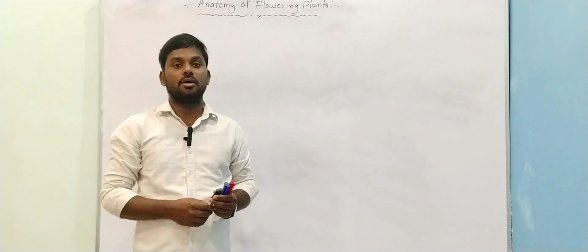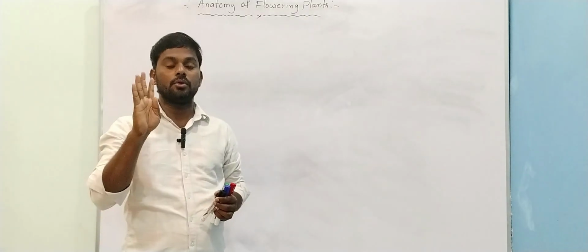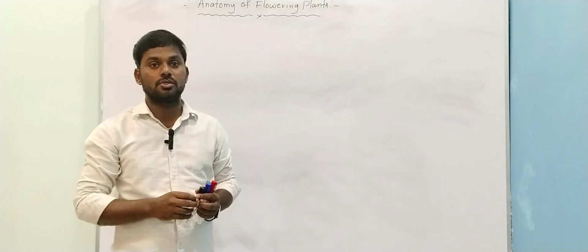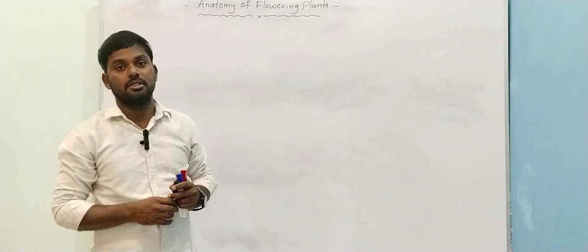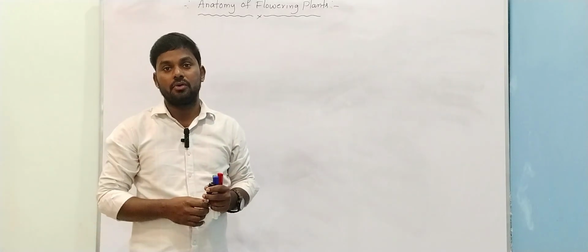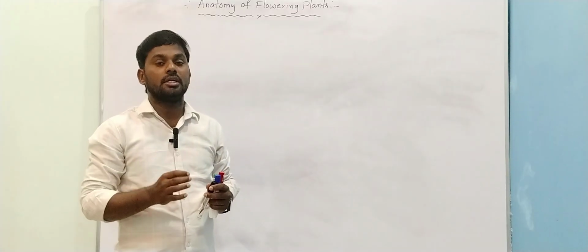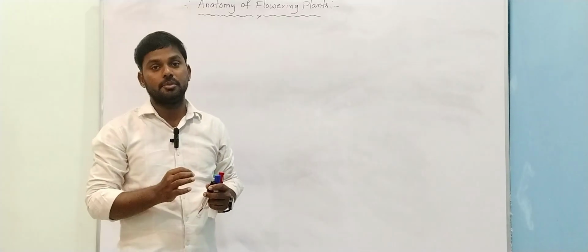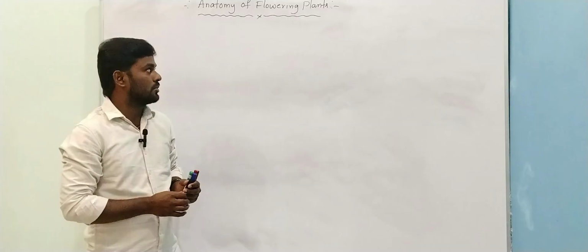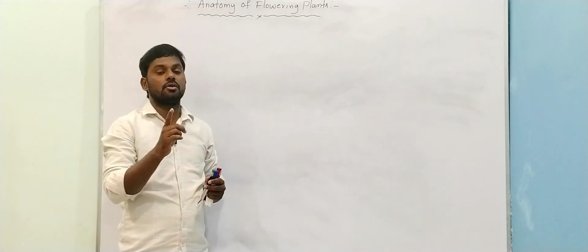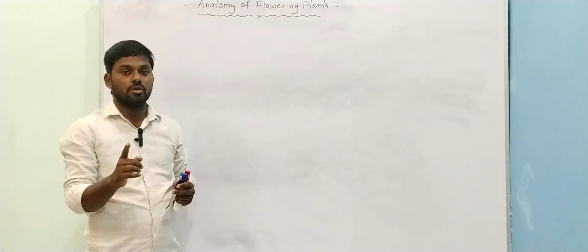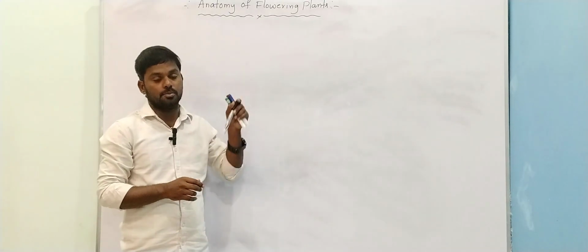Today in this class, we are going to discuss the most important 8 marks questions in the anatomy of flowering plants chapter, histology and anatomy of flowering plants. It is the Botany Intermediate first year topic. Let us discuss the 8 marks questions: dicot stem, dicot root, monocot stem, monocot root in this topic one by one.